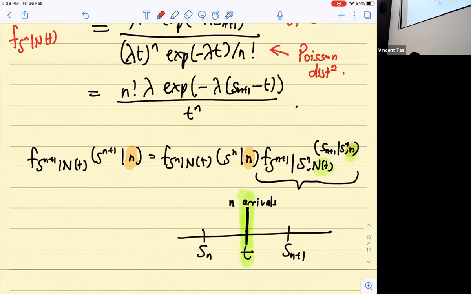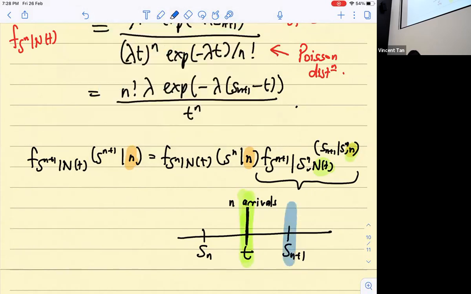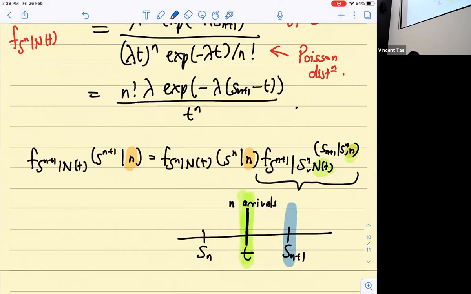Here, for the new arrival epoch, I have one more arrival. So what must have happened here? You must have one arrival here. So what must have happened here? No arrivals. But we proved a theorem called the memoryless theorem last time, that this guy is exponential. You come in here at a fixed time, the time to the next arrival, we proved that it's exponential. So this guy here is exponential, but it's suitably evaluated.